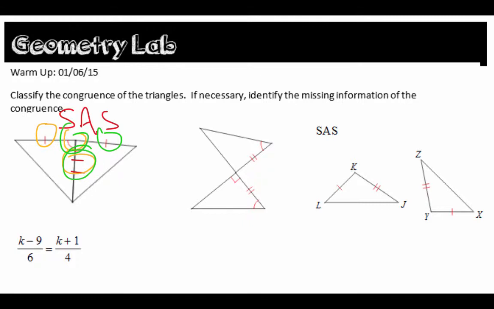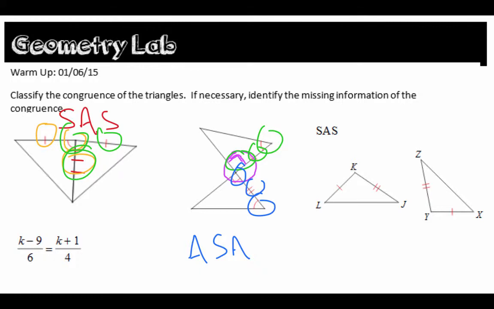Now, this next one's a little bit more difficult. But in order for us to easily solve this, we have to realize that this relationship between these intersecting lines creates a vertical angle there. So now we know that we have an angle, side, angle, and an angle, side, angle, and we can easily classify this as angle, side, angle.